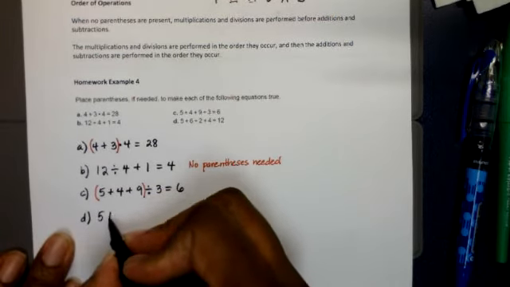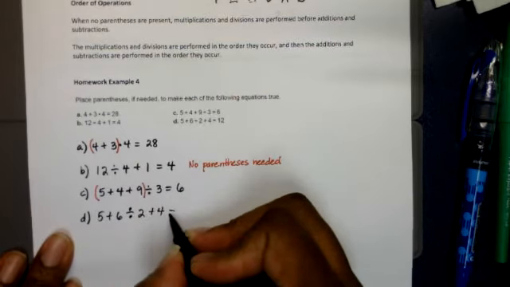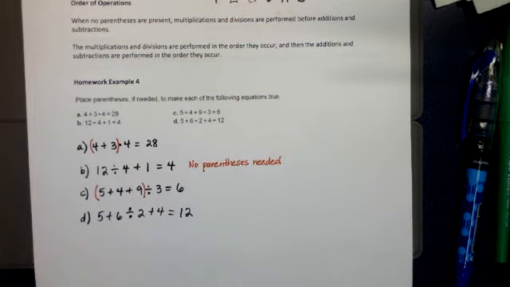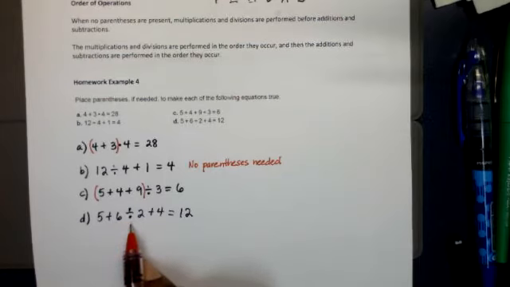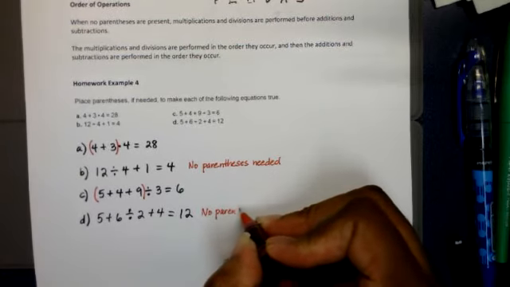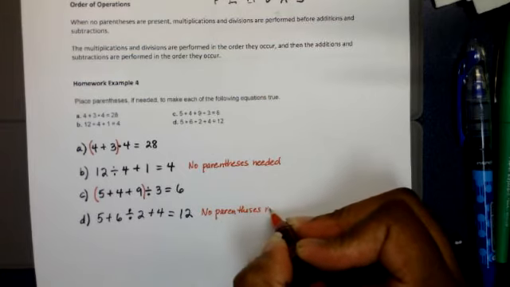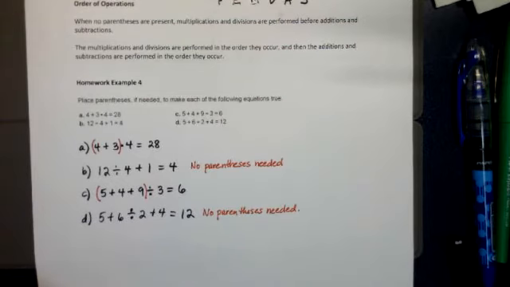And then part D, we have 5 plus 6 divided by 2 plus 4, and I want that to give me 12 as the final answer. Let's see. If I do the division first, 6 divided by 2, that would be 3. 5 plus 3 would be 8. 8 plus 4 gives me 12. So for this problem, no parentheses will be needed.